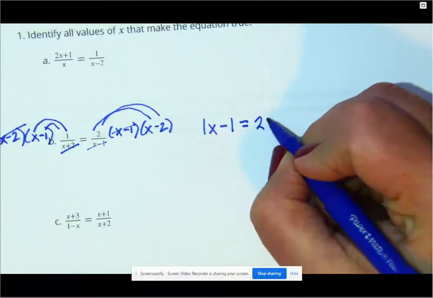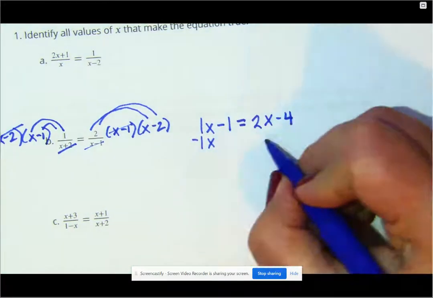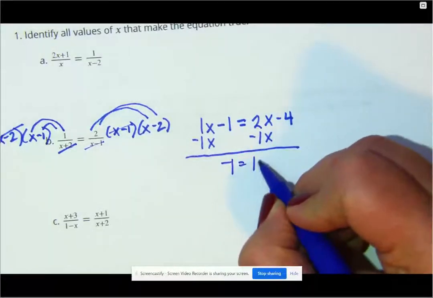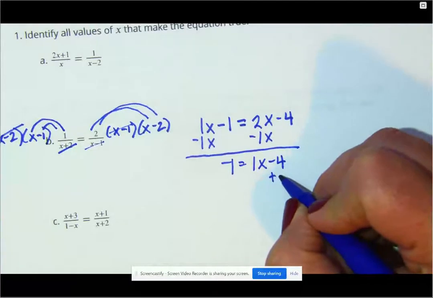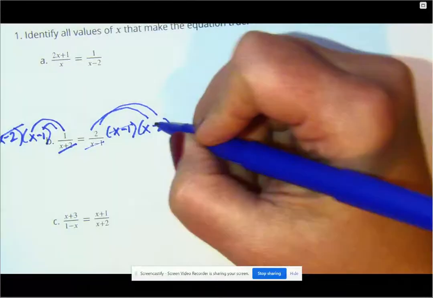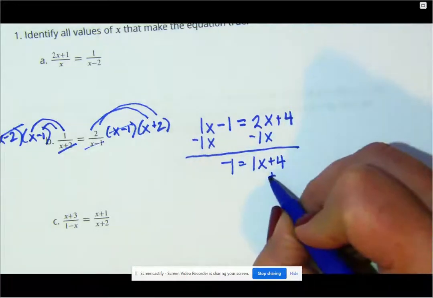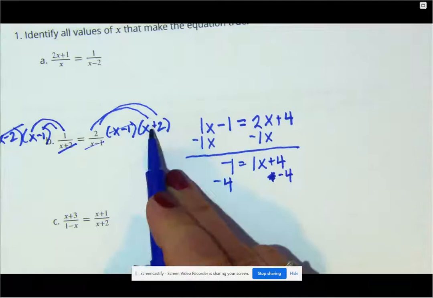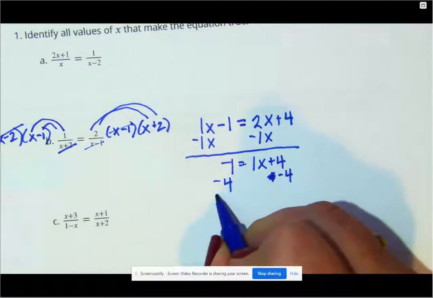I get 2x minus 4. Nice linear equation. I'm going to get my x's on one side, get my numbers on the other side. Well, that was a plus 2. Oopsie daisy. So I'm actually going to subtract 4. I just noticed that was a plus 2. I had written that wrong. Sorry.